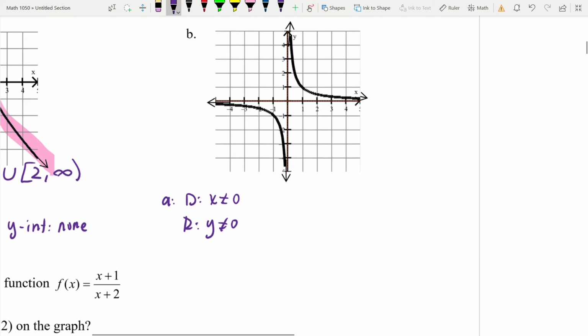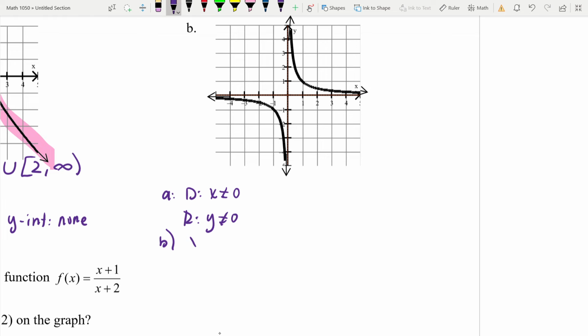Okay. Find the intercepts. So part B, we're going to go x-intercept, and then we're going to go y-intercept. Everybody look at the graph. Tell me what the x-intercept is, you guys. Talk to me, please. None. Tell me the y-intercept, everybody. None. It's never going to touch it.